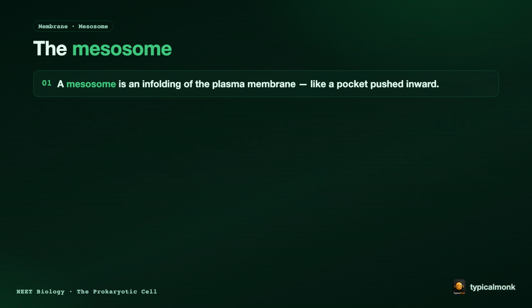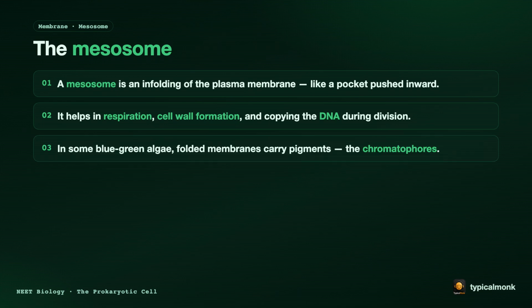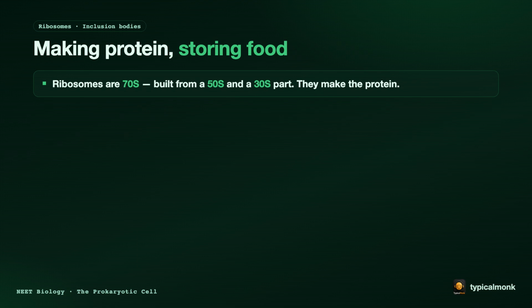Now, a special part of the membrane, the mesosome. The mesosome is really an inward fold of the plasma membrane, like a pocket pushed inward. It does many jobs in respiration, in forming the cell wall, and in copying the DNA during cell division. In some blue-green algae, folded membranes carry pigments. These are called chromatophores.